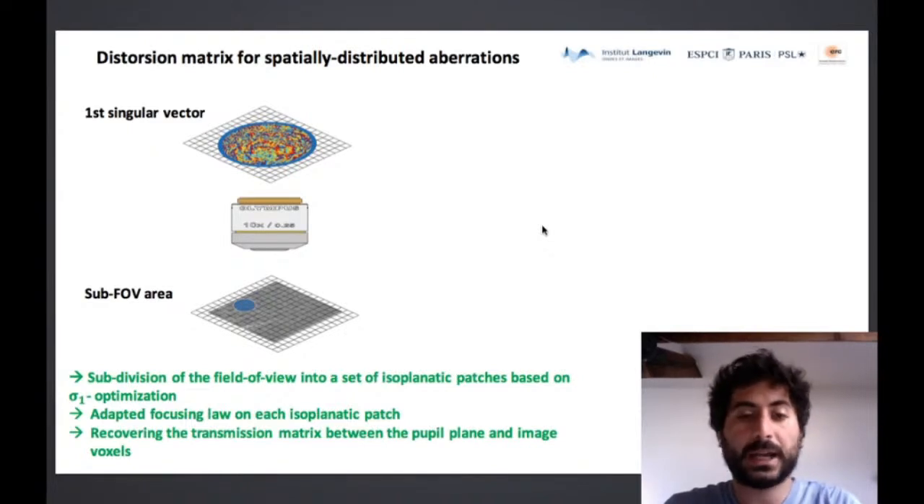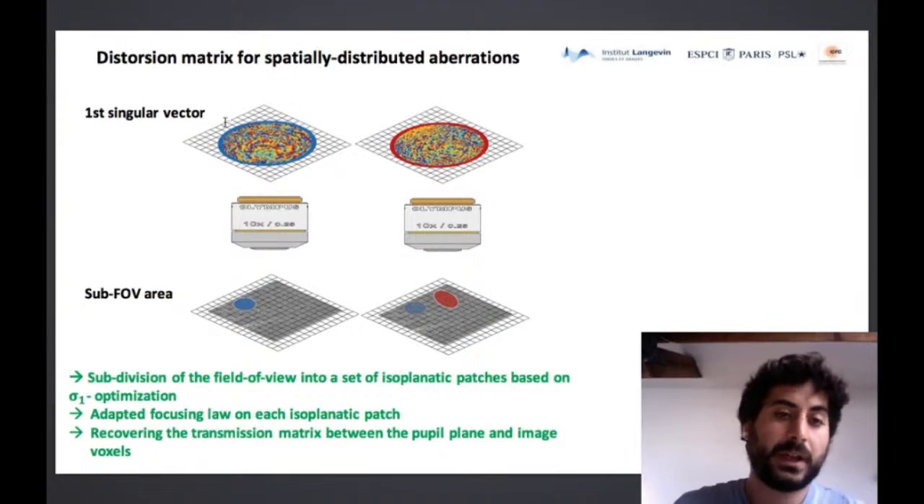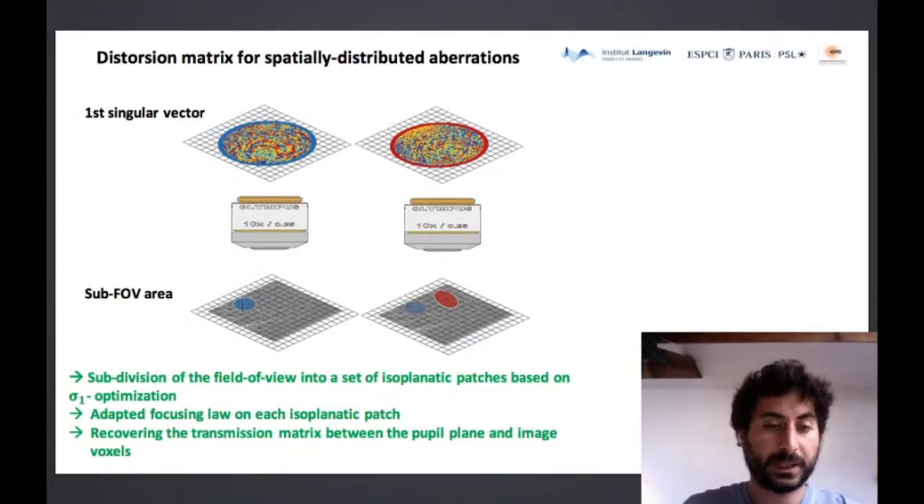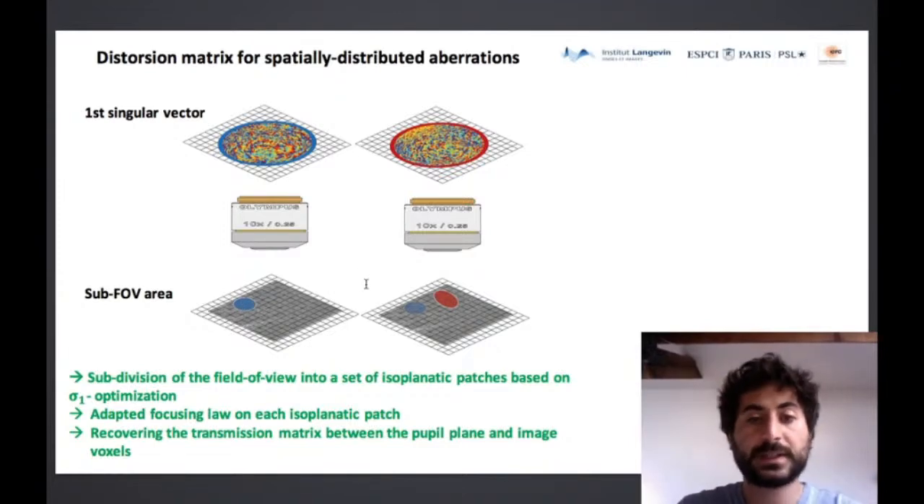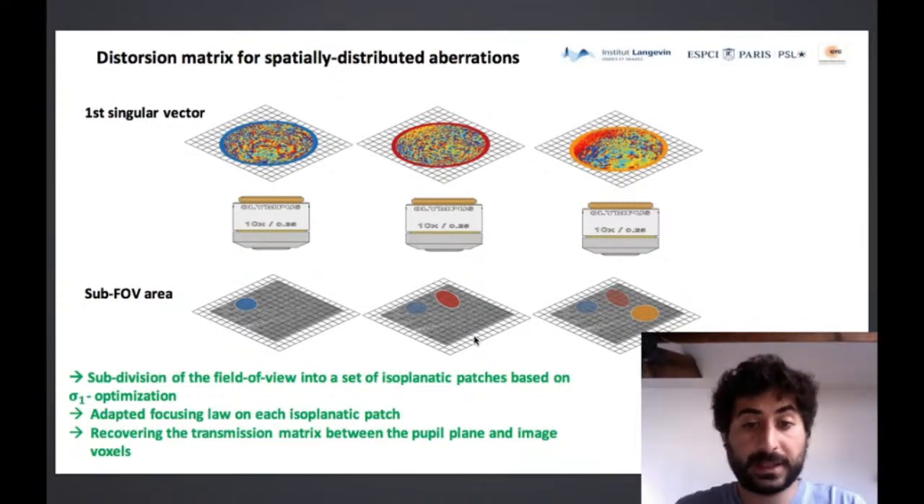So here I plot the first singular vector from the decomposition in the pupil plane, and that's this aberration, which corresponds to an area on the field of view which is isoplanatic. I can do this on another part of the field of view, and then I can recover the transmission matrix between the pupil plane and all the image pixels on the focal plane.